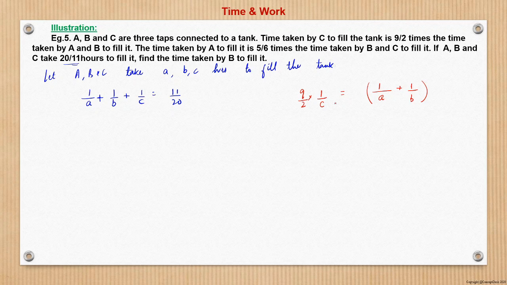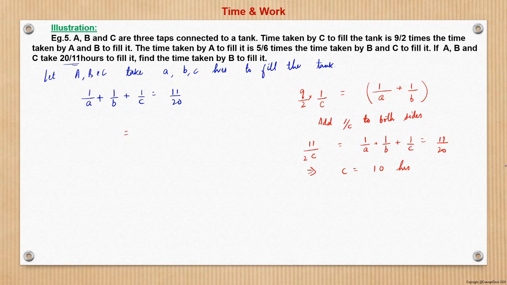Now see, if I add 1 by C to both sides, I will get 11 by 2C is equal to 1 by A plus 1 by B plus 1 by C, which is 11 by 20. So from here I can see C is nothing but 10, right? C is 10 hours.